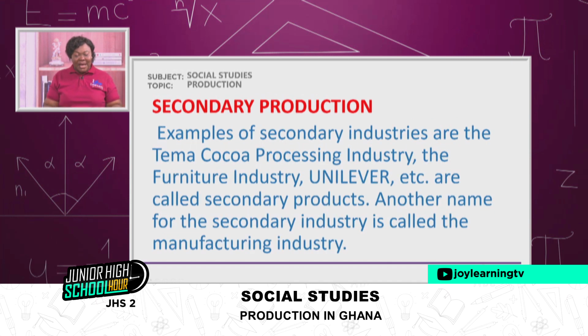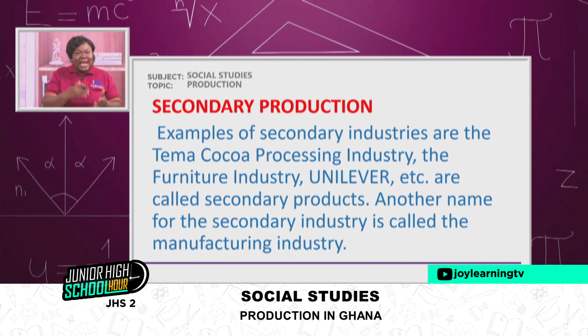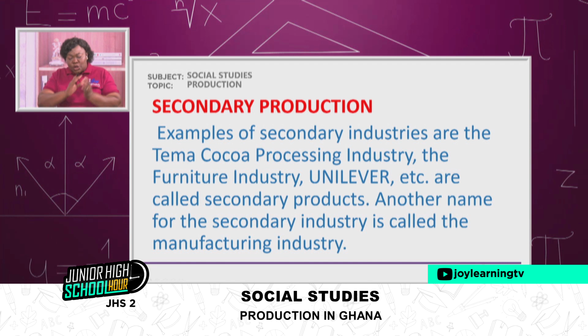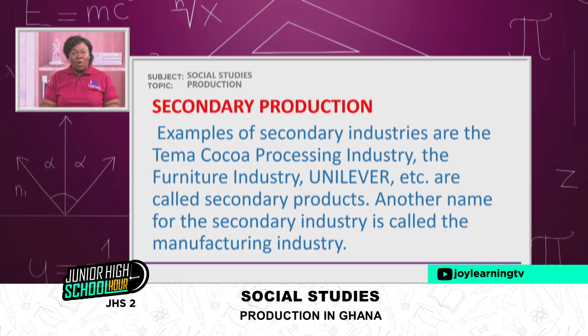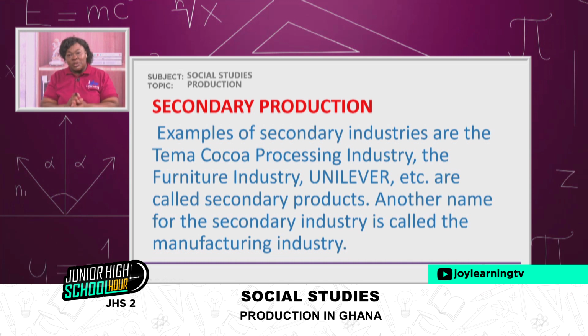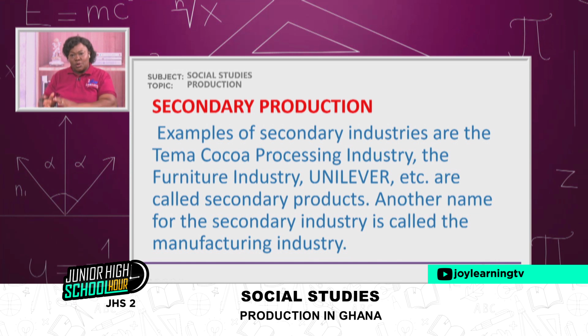Again, secondary. Examples of some secondary industries are the Tema cocoa processing industry, the furniture industry, Unilever Ghana, etc. They are called secondary products because they have changed the primary product into the secondary product. Another name for the secondary industry is manufacturing industry because that's where the processes take place. From the primary, it goes there and then it is transformed or made into a different product or goods. Good.